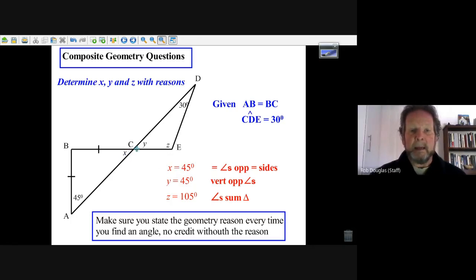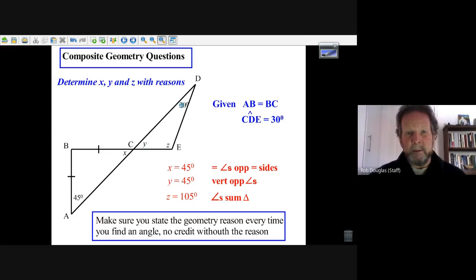Okay, the next angle, you've got X and Y. These are two straight lines that cross each other, and they create vertically opposite angles. The story is they're always equal. So if that's 45, Y must be 45 degrees as well. And the reason is vertically opposite angles. You write it down just like that. Okay, now we know that's 45 degrees.